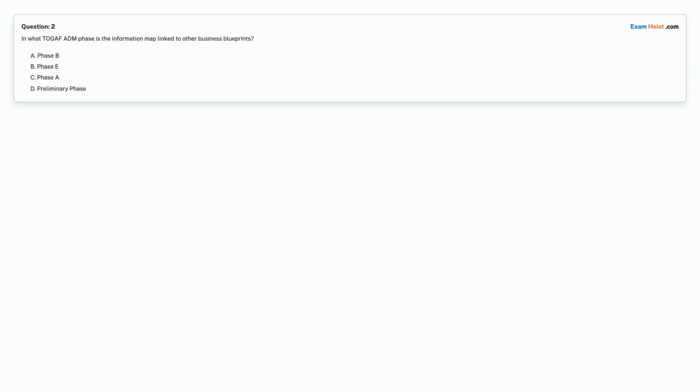Question 2. In what TOGAF ADM phase is the information map linked to other business blueprints? Option A. Phase B. Option B. Phase E. Option C. Phase A. Option D. Preliminary phase. Choose the correct answer.